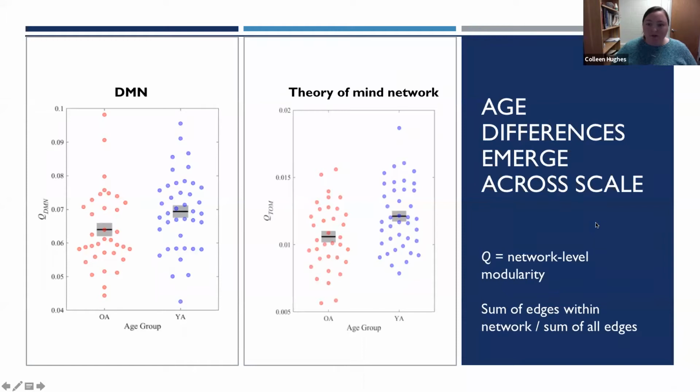So what we find is that age differences emerge across scale. So we see age differences at the level of DMN. Here I'm showing you older adults in red, younger adults in blue. And Q is a measure of modularity. So how strongly is the network hanging with itself and not hanging with other networks. And this is at rest, so it really should be hanging with itself. So we see that younger adults have greater modularity of the DMN, as well as this theory of mind network. Of course, there's a fair amount of overlap, and that's what we see with behavior too, is that these are high functioning older adults. So we're not expecting huge differences in brain activity or behavior.